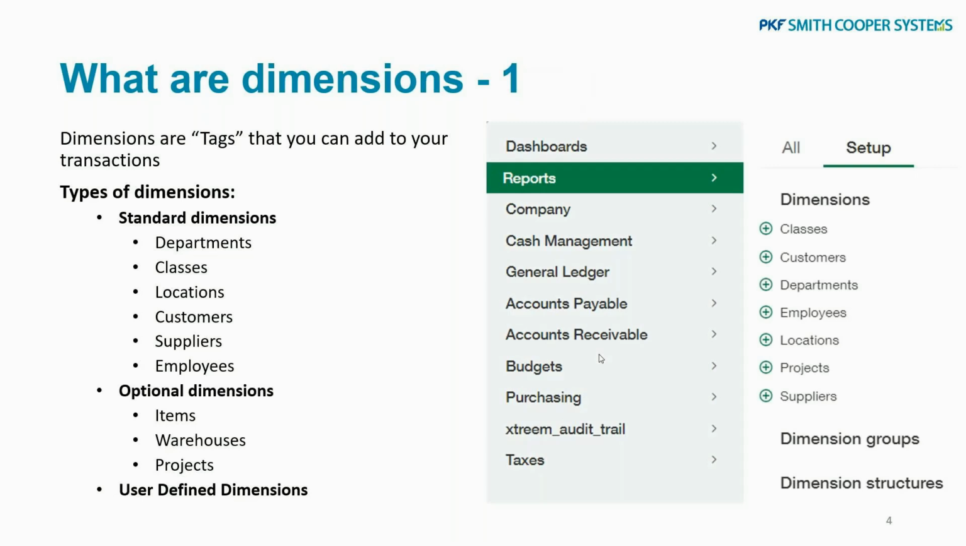Here we can see the normal place that you'll find dimensions in your system. So the easiest place to find them is under reports. They do sit in other areas as well, but normally when I'm working with dimensions, the most common spot I'll go to is the reports setup page, and I'll find all my dimensions listed there.